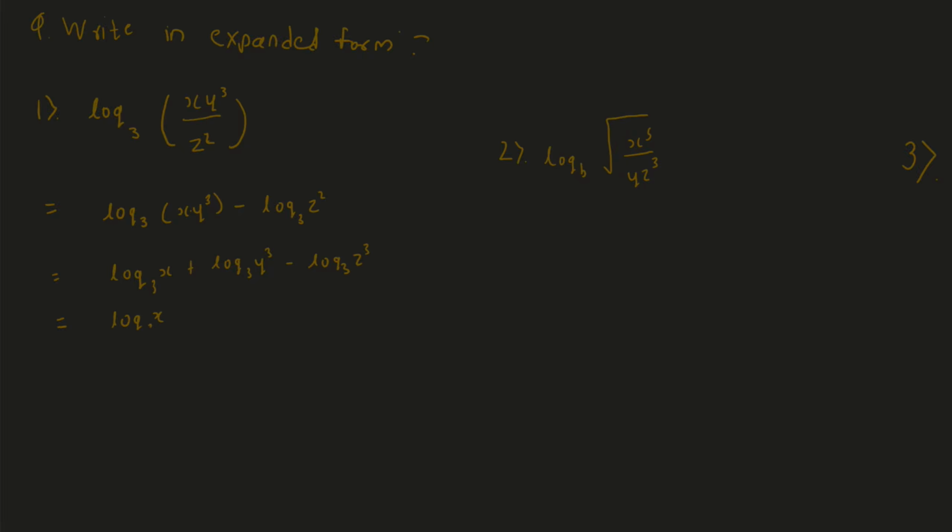Log x to the base 3 can be written as it is. The 3 comes outside, and this becomes 3 times log y to the base 3 minus 3 times log z to the base 3. Okay, so that's it. This is the answer. We have expanded a single expression of log. In a similar way, we have to expand the second one. How will we expand this?